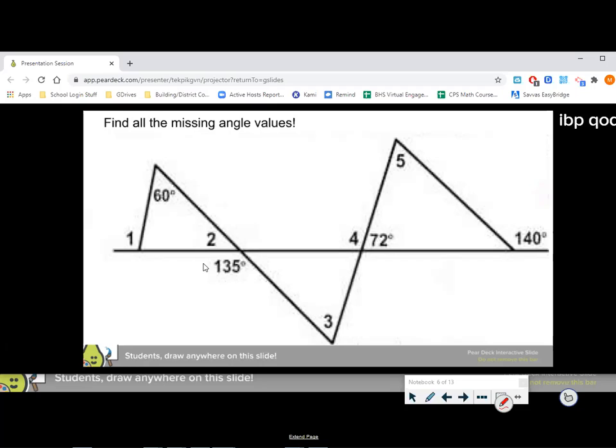Hey, I'm feeling benevolent, so I'll give you guys even a hint. I wouldn't start with angle 1. I would start with angle 2 or angle 4. Look at that, I even gave you a hint.